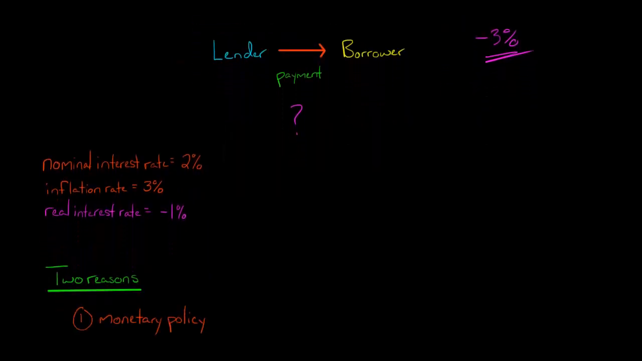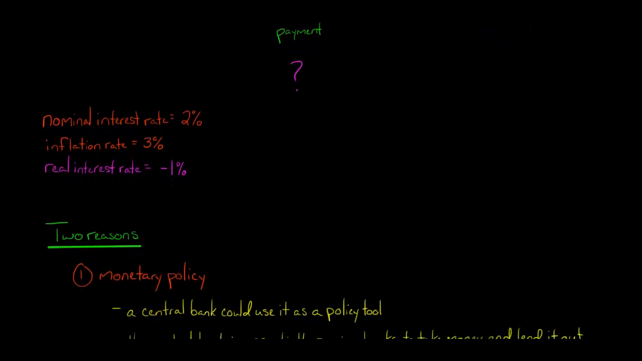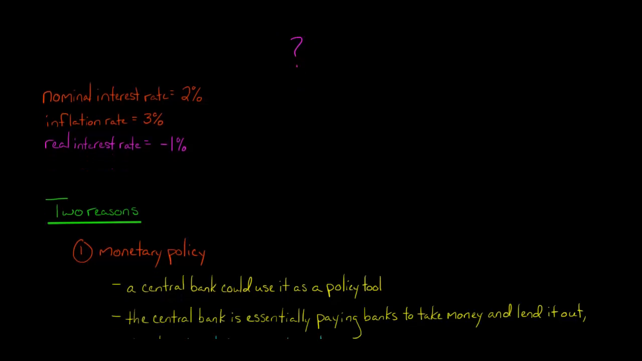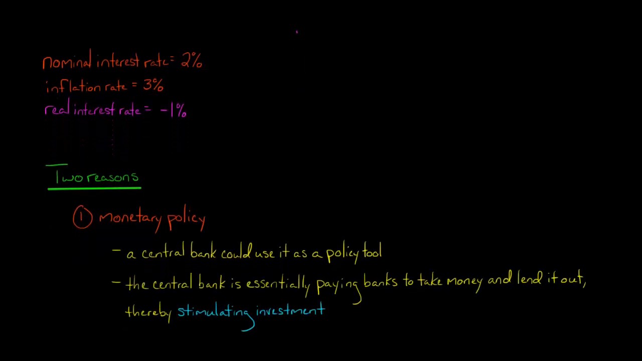But it still raises the question of how we could have this situation where anyone would accept, whether it be real or nominal, an actual negative interest rate in practice. There are a couple of reasons why you might see this. One is monetary policy. You basically have a central bank that is trying to stimulate investment. So the central bank is maintaining a negative interest rate. They're basically paying commercial banks to take money and lend it out to businesses and individuals. So they're trying to stimulate investment in the economy.